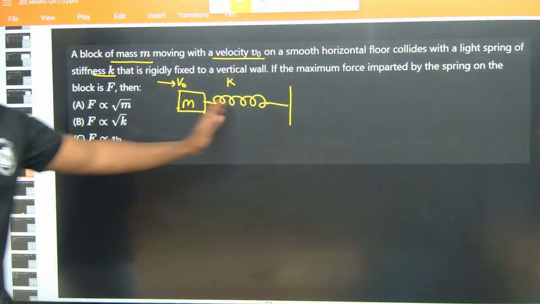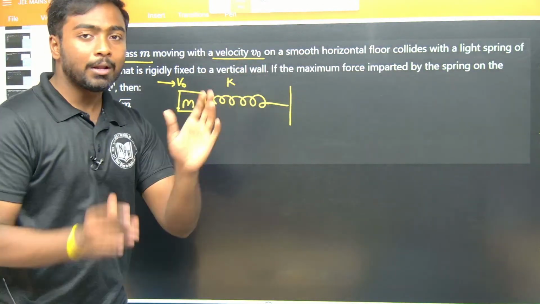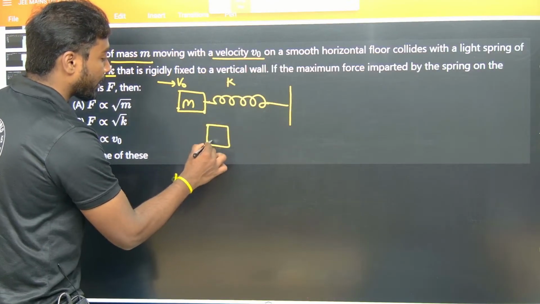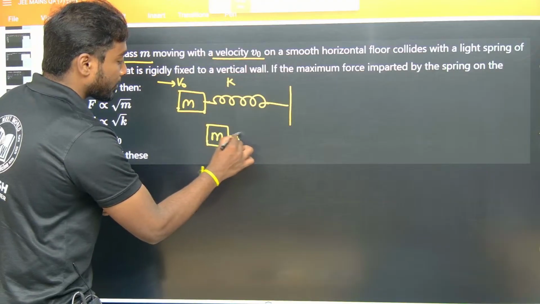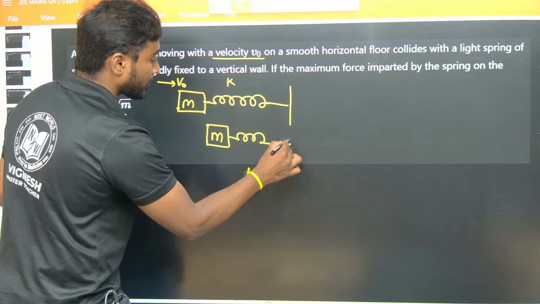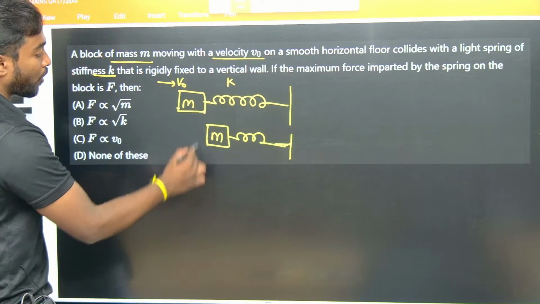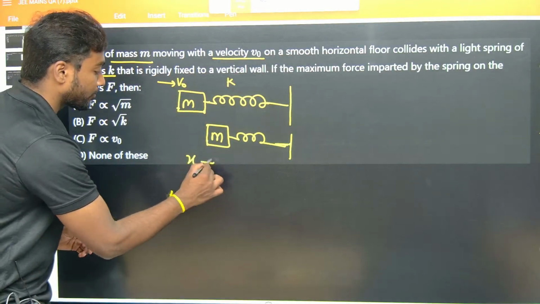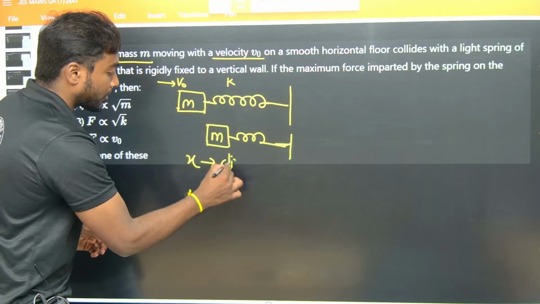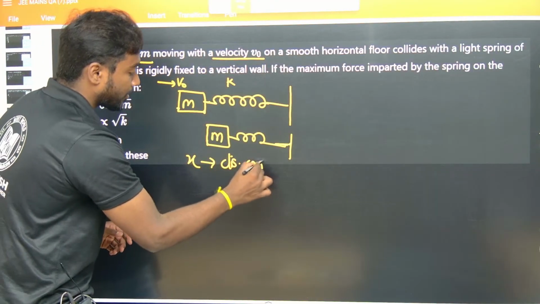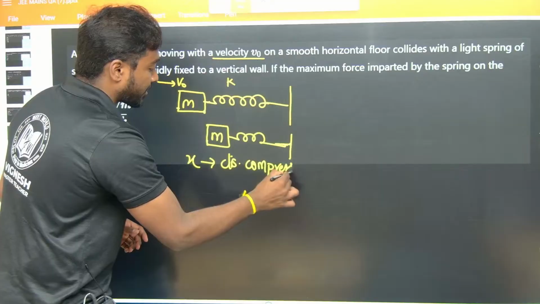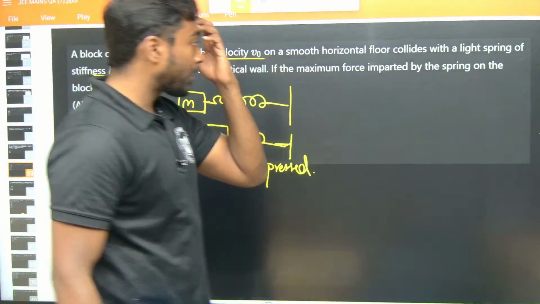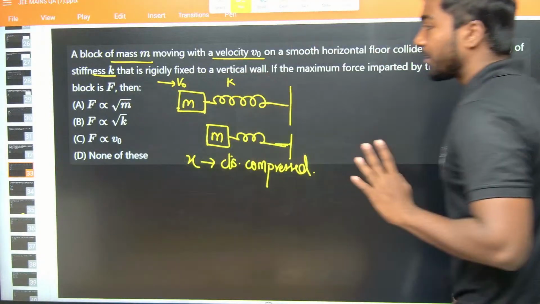Now after colliding, what will happen? The spring will get compressed. So let me take a block m here, and this is the spring. How much distance has it been compressed? Say x distance compressed. Now the maximum force imparted by the spring on the block is F.